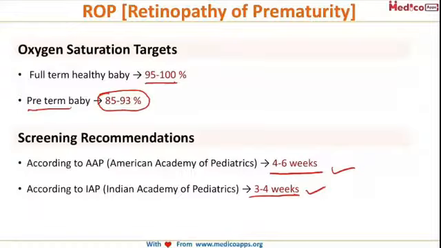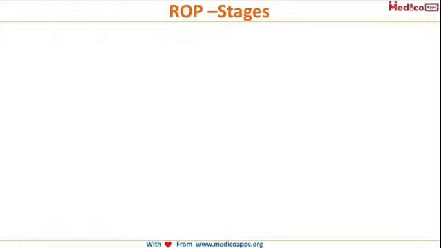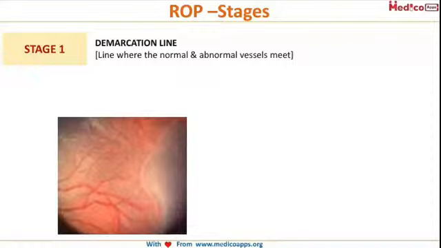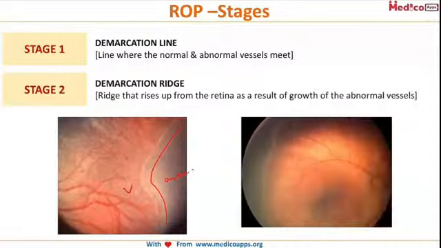Now, ROP is classified into stages depending on the level of the disease. Stage 1 is a demarcation line that you're seeing here. Can you see? This is the demarcation line which differentiates the vascular retina from the avascular retina. This is a two-dimensional stage and the line is also a two-dimensional structure. When this line grows further and becomes a ridge due to growth of abnormal vessels, we are going to call it stage 2. This one that you're seeing here is the demarcation ridge. It's nothing but the line lifts up because of new vessels and forms a ridge.